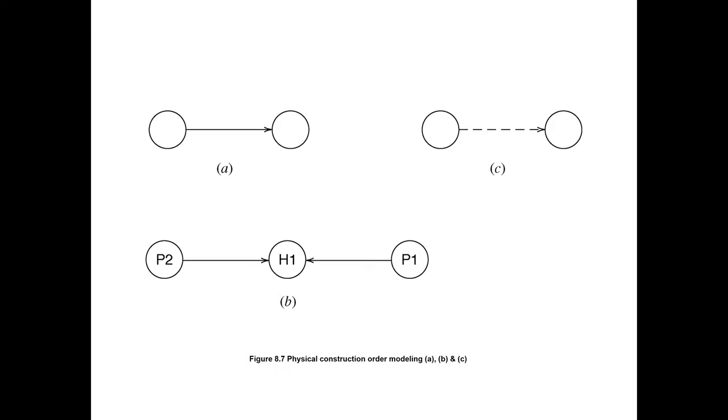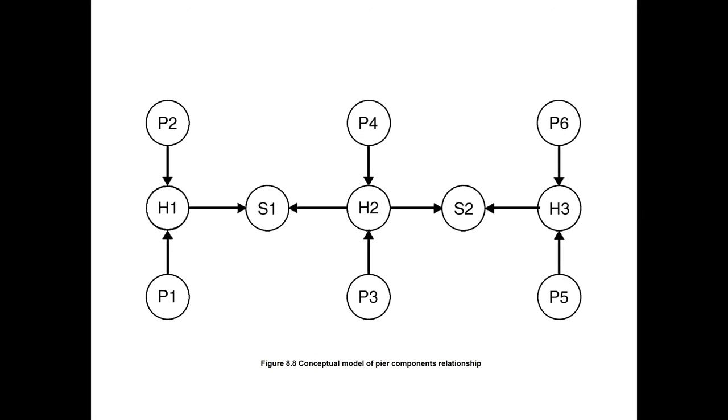Like we will build first pier 1, and then we can draw the diagram, build pier 1, and then build pier 2. Okay. And after that, we will build header 1. So this gives us how the sequence of construction will be for these piers. So now all these piers are shown, like here, same in this figure 8.8. So this is a conceptual model for the pier, all components, how they are related with these arrows.